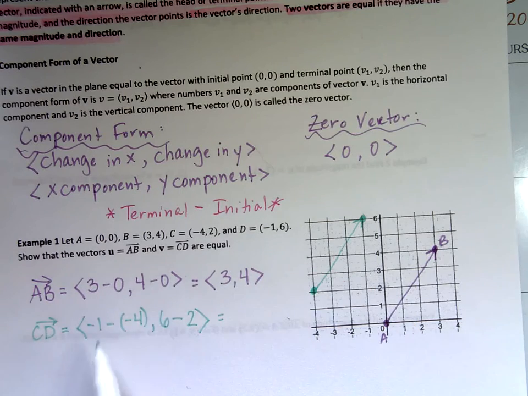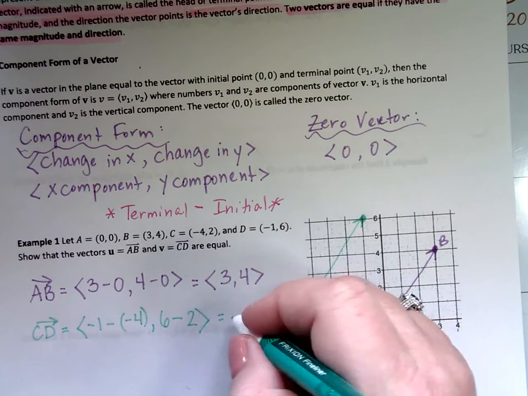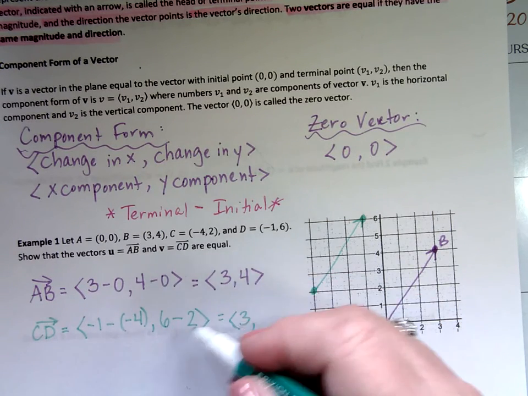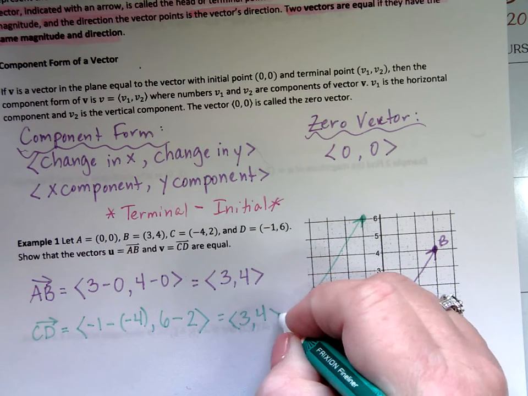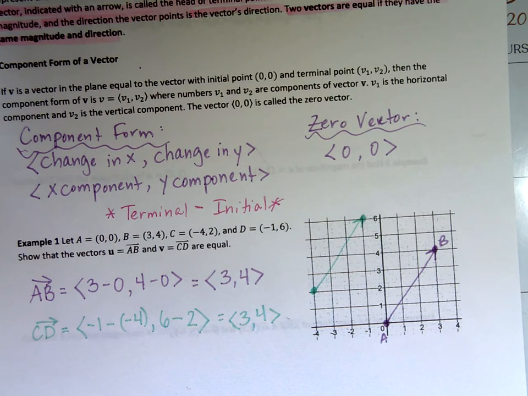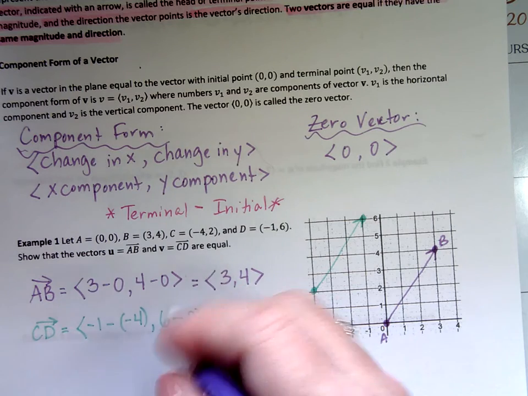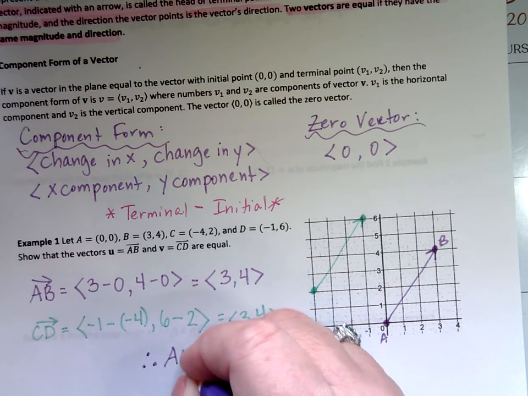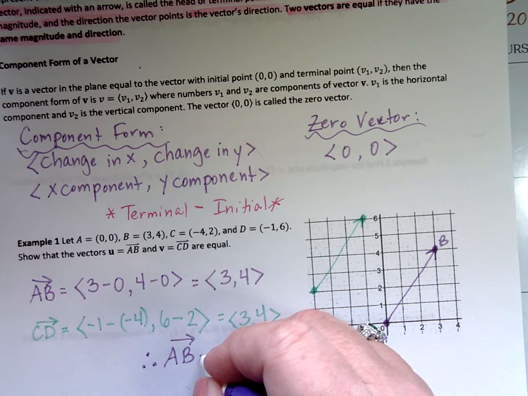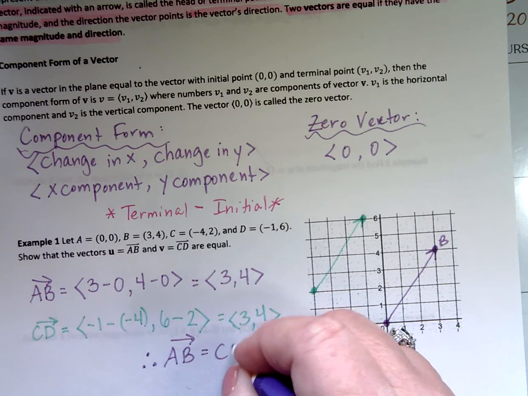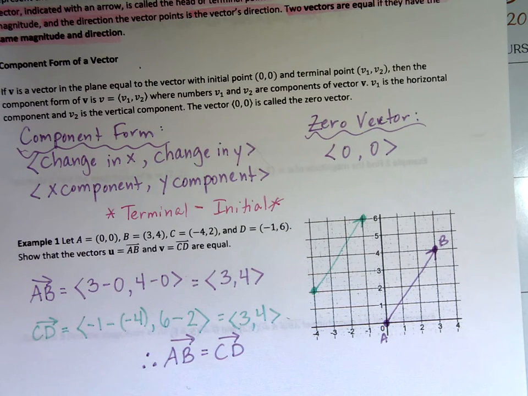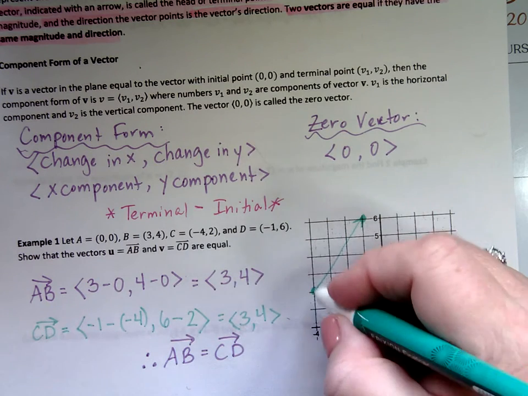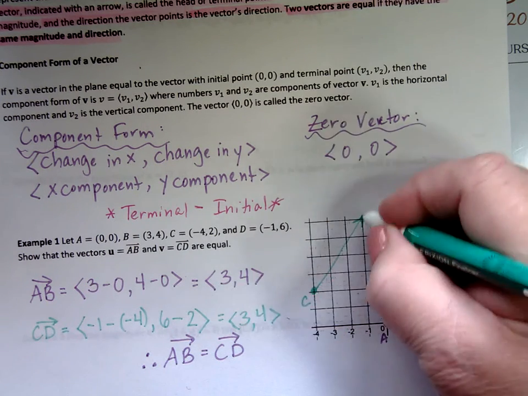And so I have negative 1 plus 4. Well, darned if that isn't 3. And 6 minus 2 is 4. And you can see those two? You have just proven that they are equal to one another. And so I'm going to answer their question. Therefore, vector AB is equal to vector CD. They have the same values. Even though they're located in different parts of the coordinate plane, I might as well label this, since I labeled the other one, C and D.